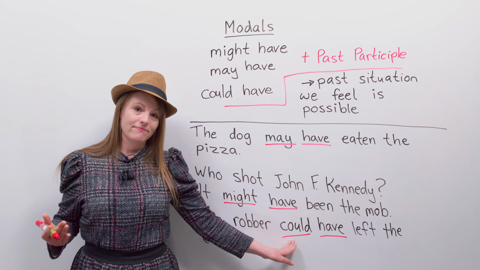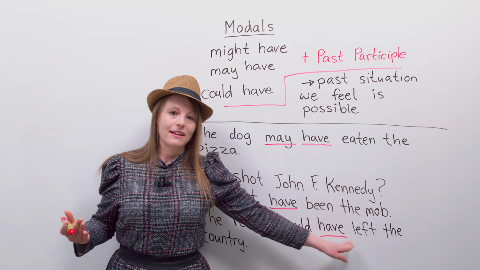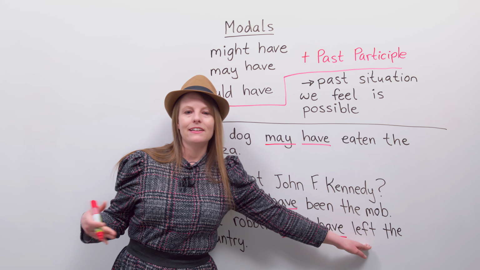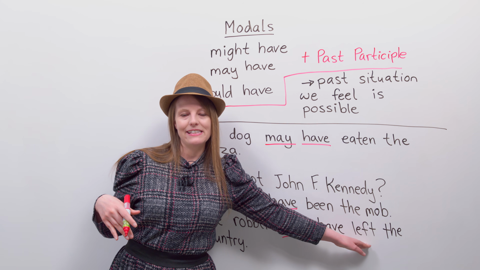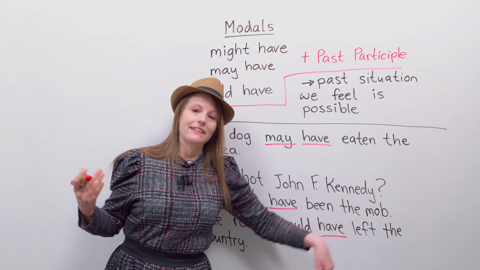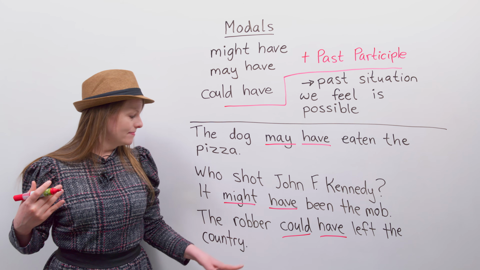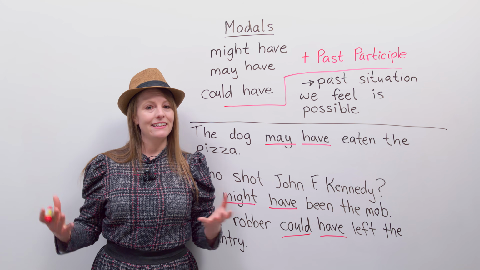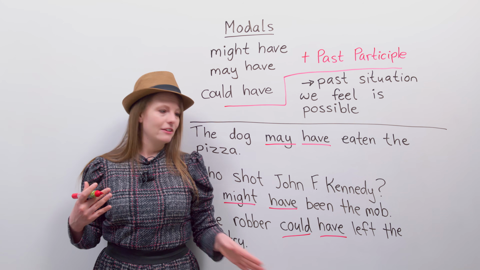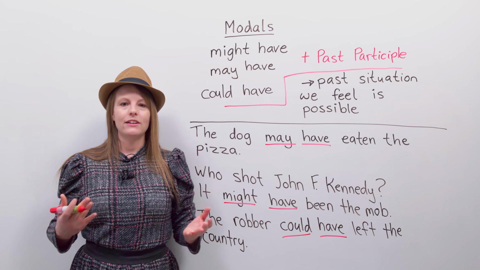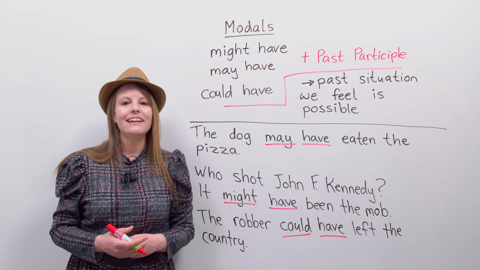So we have could, we have, and left is the past participle of leave. So leave is the present tense. I am leaving, I leave. Left is the past participle. So again, you can change could, might, may. They all have the same meaning. That can change, but you need to keep the have and whatever past participle you need for your sentence.